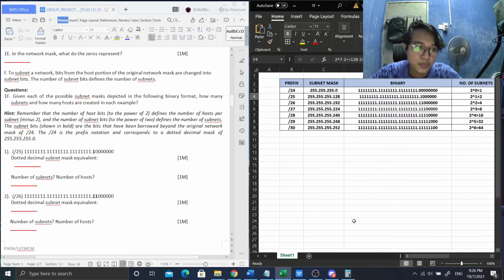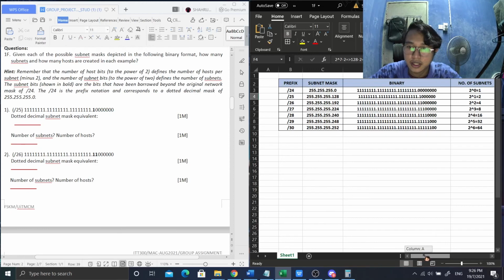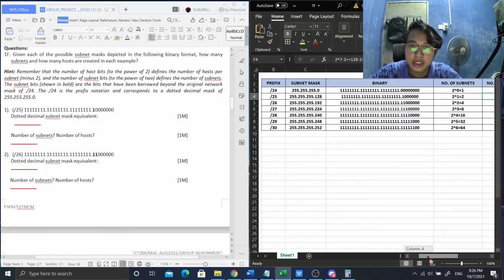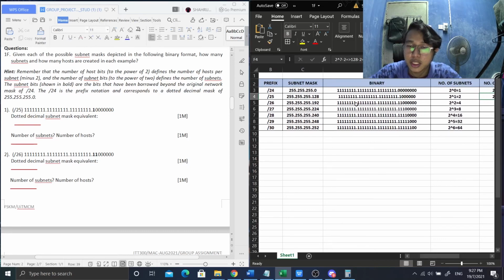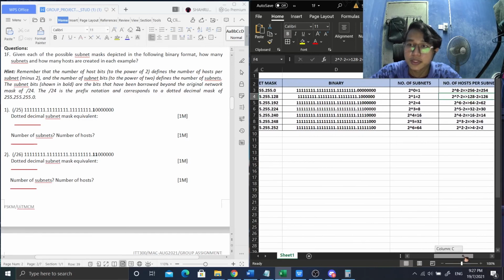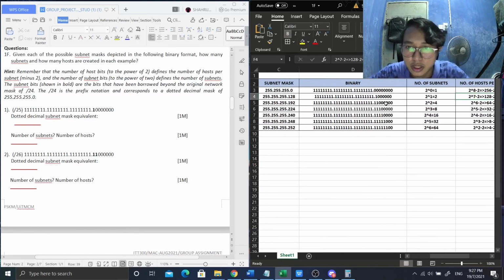For question 2, slash 26, it's just the same as slash 25 on how we find the subnet mask, number of subnets, and number of hosts per subnet. For slash 26, to find the dotted decimal subnet mask equivalent, we can find there are 6 zeros and 2 bits, which is 1 1.